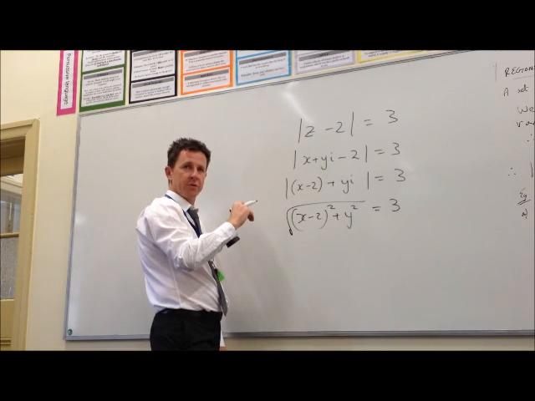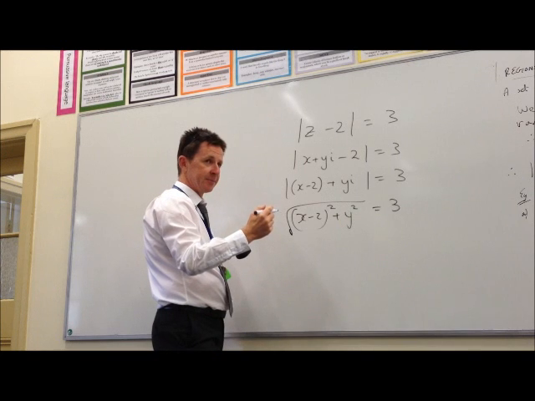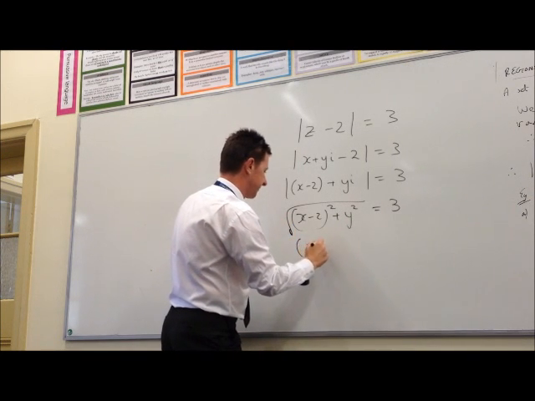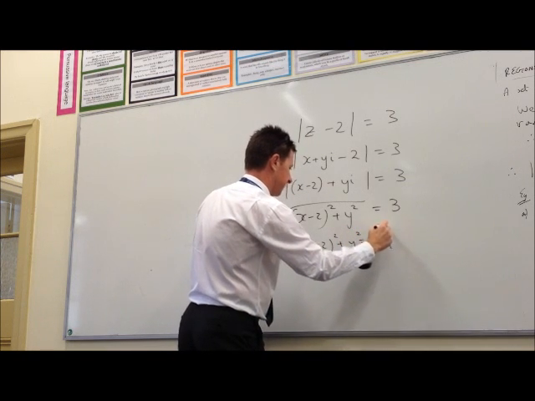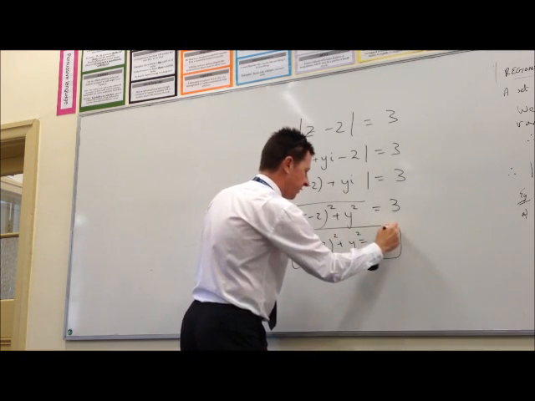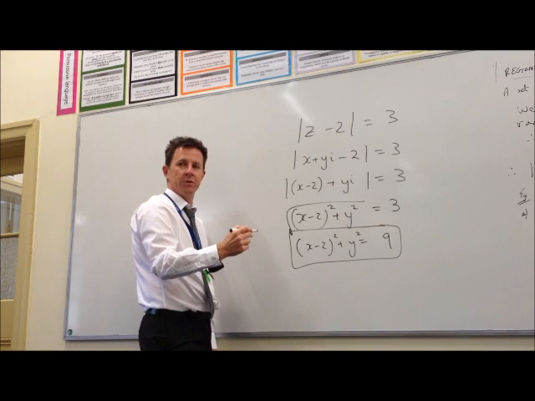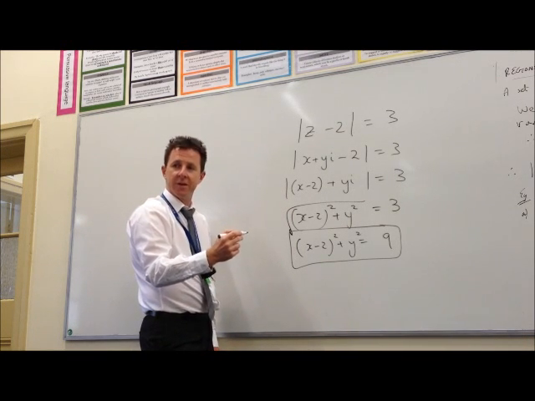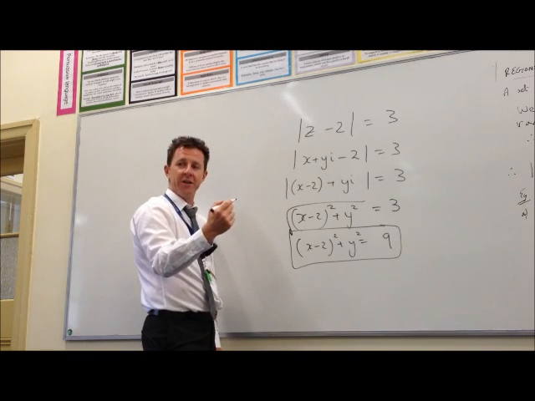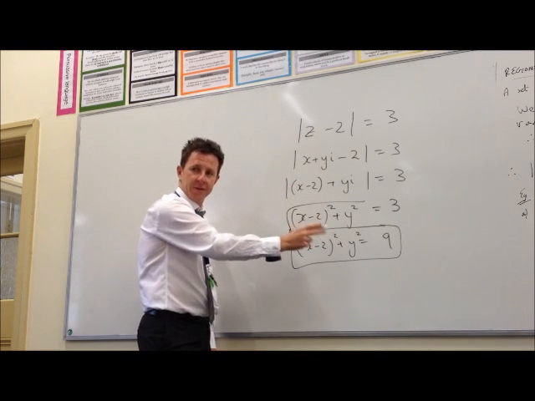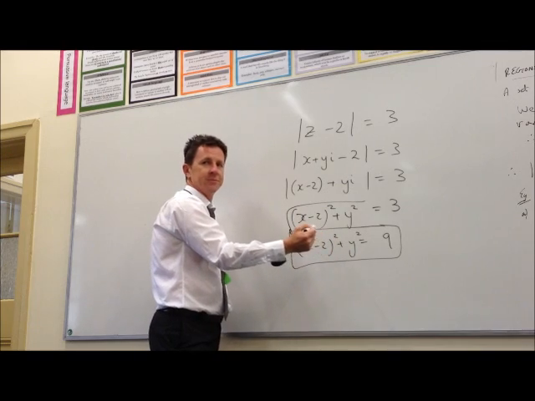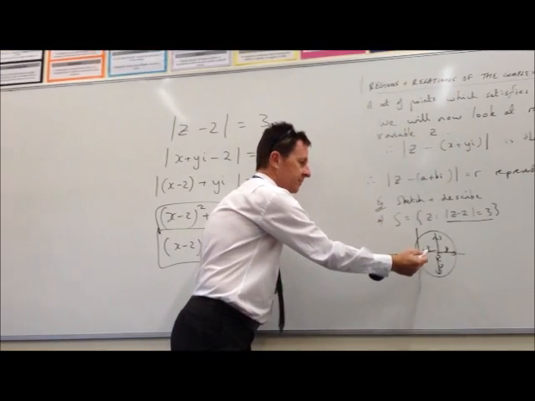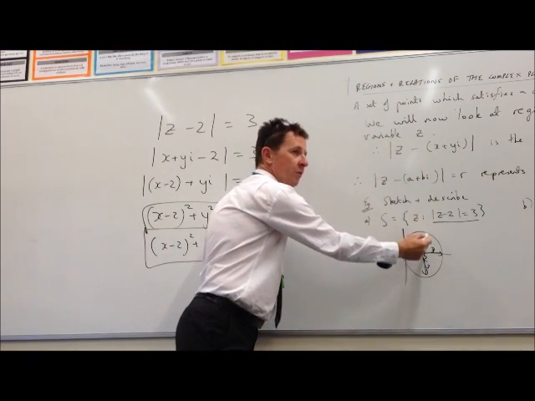Bye-bye, square root. Have you ever seen that form before? What is it? A circle with radius 3 and centre 2, 0.